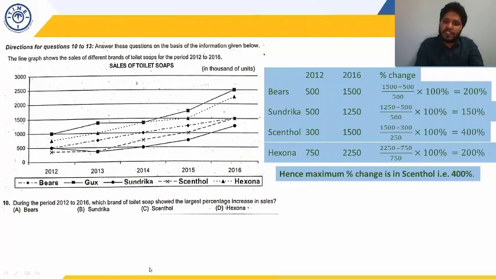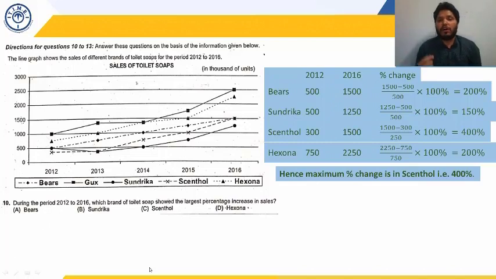So if the change is more and the denominator is also decreasing in case of Synthol, that is, initial is decreasing so the denominator is decreasing and the numerator is increasing. So obviously the percentage change of Synthol is going to be higher than that of Beers, no need to check. So Beers is out of the picture now.